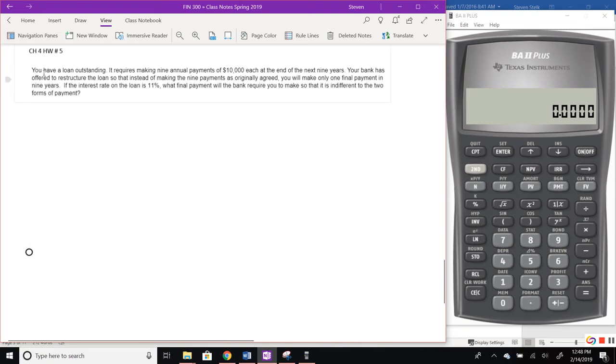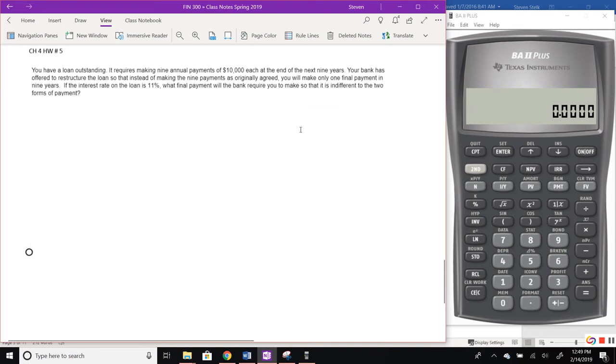Now the setup for that problem says you have a loan outstanding. It requires making 9 annual payments of $10,000 each at the end of the next 9 years. Your bank has offered to restructure the loan so that instead of making 9 payments as originally agreed, you'll make only 1 final payment in 9 years. If the interest rate on the loan is 11%, what final payment will the bank require you to make so that it is indifferent between the 2 forms of payment?